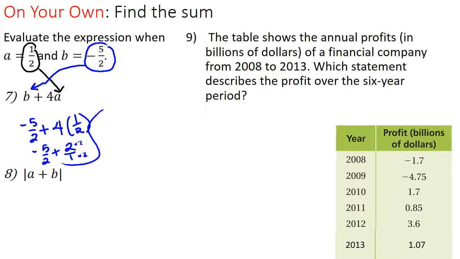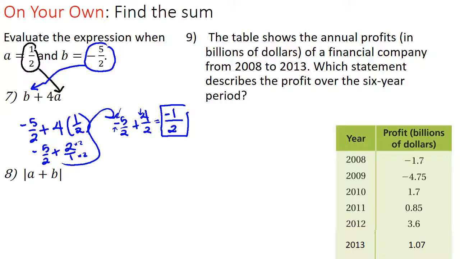So I can take this problem right here and I can say negative 5/2 plus 4/2. And now I'm adding a negative and a positive, which means I'm going to treat it like normal subtraction. 5 minus 4 is 1. My bigger number was negative, so my answer is going to be negative 1/2. So my answer is negative 1/2.